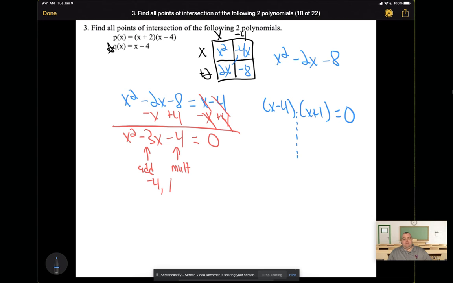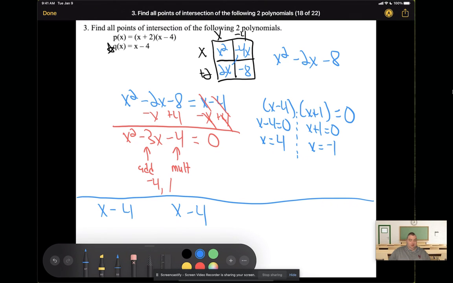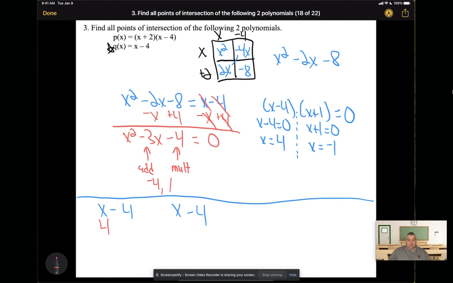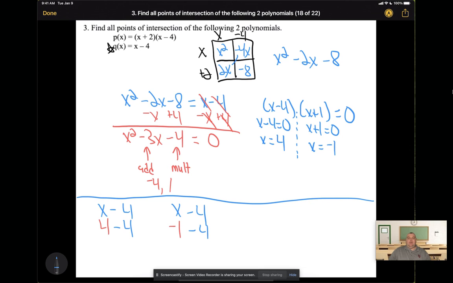Now I can find my x values by setting each factor equal to 0. In this case, x is going to be equal to positive 4, and in this case, x is going to be equal to negative 1. So I have my two x values. Now I need to find my two y values. To do that, I'm going to pick one of the two original polynomials. I'm going to choose the second one, x minus 4, and plug in my two x values. My two x values were 4 and negative 1.